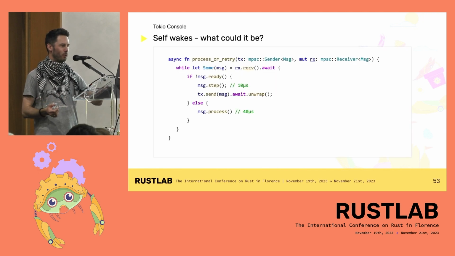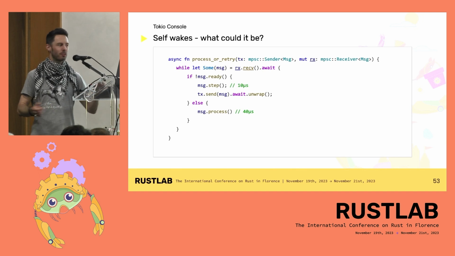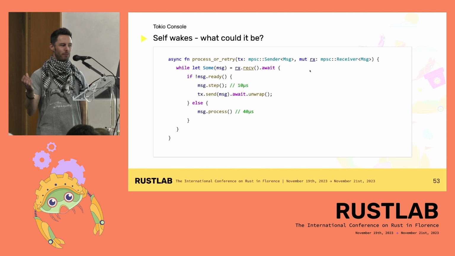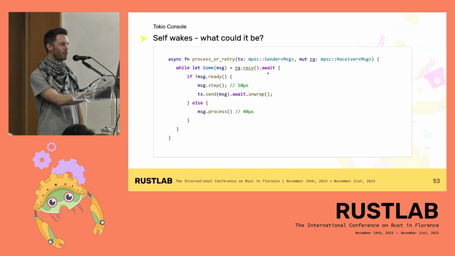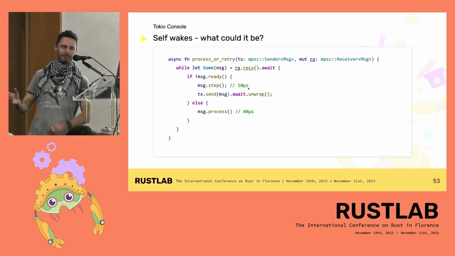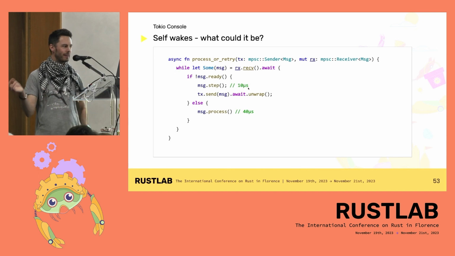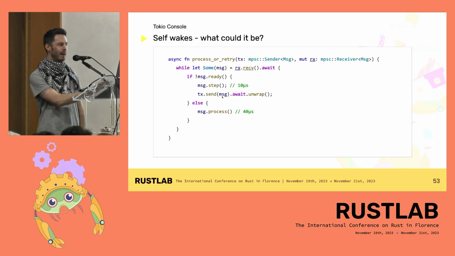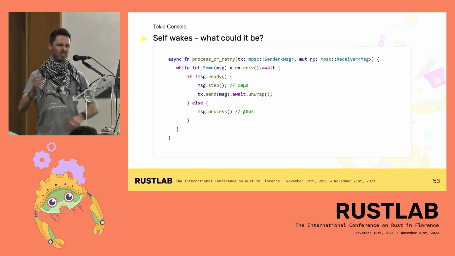Here's an example which is, yeah, okay, maybe less contrived. So here is a process or retry implementation which pulls something out of a queue. So it's a channel. It checks whether it's ready. If it's not ready, it does a little bit of work. This should be taking about 10 microseconds. That's not blocking. That's okay. And then it's going to put it back into the queue because it's not ready yet. If it is ready, then we'll process it. This takes 40 microseconds, which is a little bit longer, but still in the realms of non-blocking.